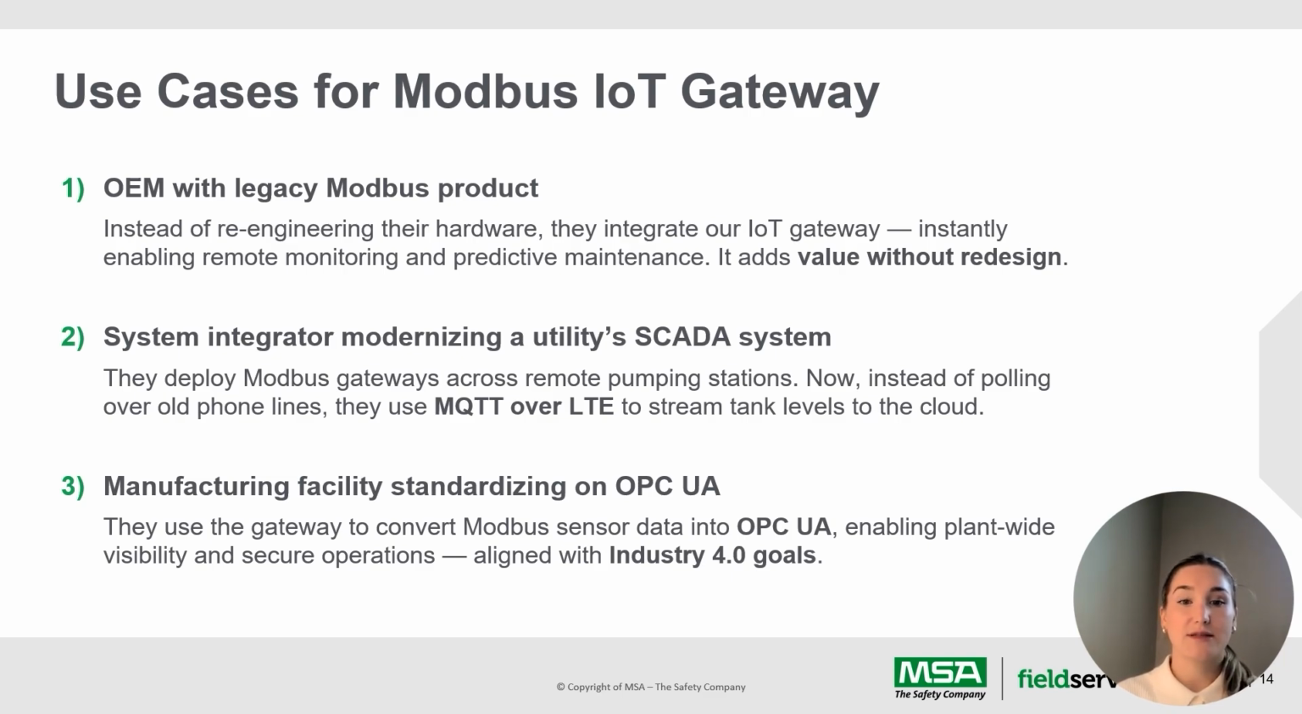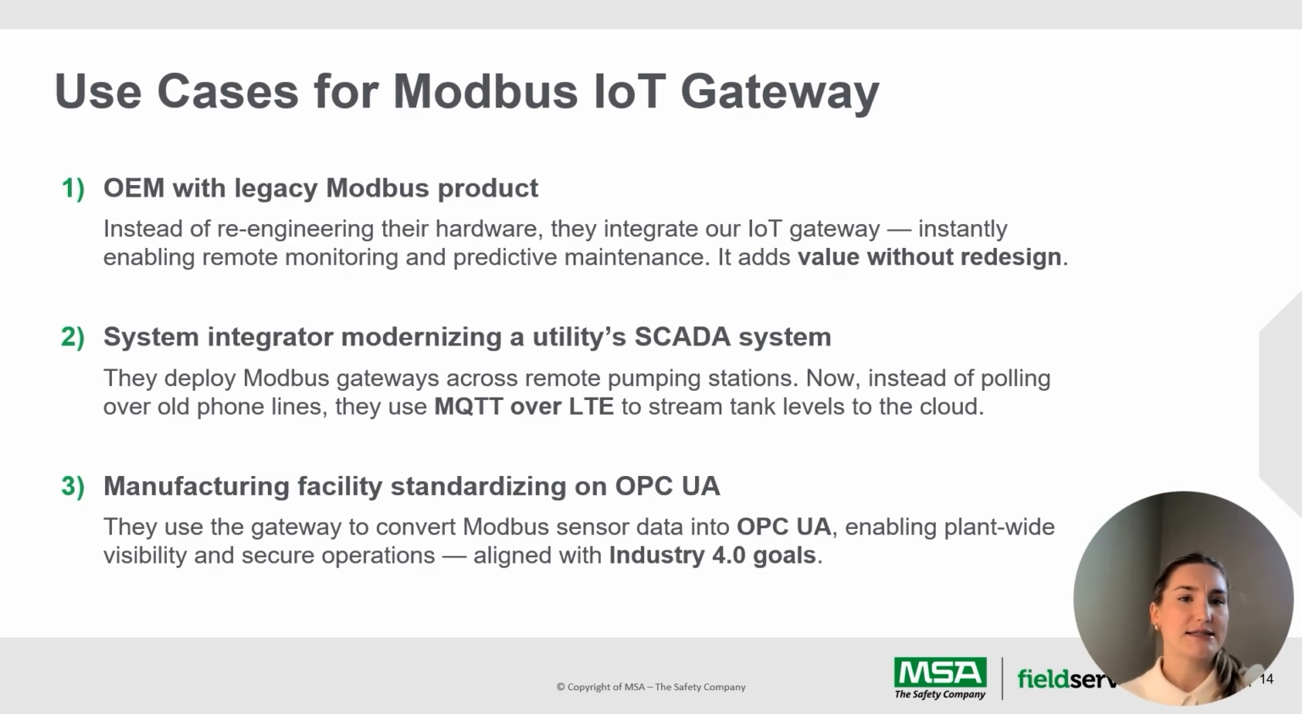Next, we have a system integrator working with a water utility. The utility's pump stations still use Modbus RTU over dial-up lines pulling every 15 minutes. It was slow, unreliable, and very expensive. The integrator deployed our MSA gateways at each site, connected over LTE. Now data streams in real time via MQTT with only meaningful changes pushed, reducing cost and increasing visibility. Operators can now monitor systems from a tablet, dashboard, or even their phone.